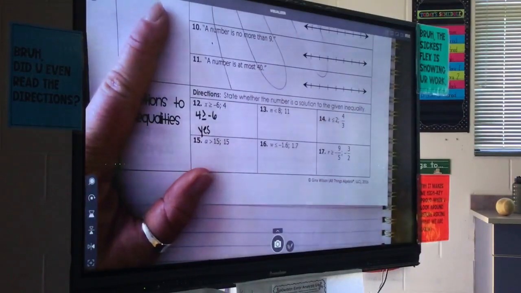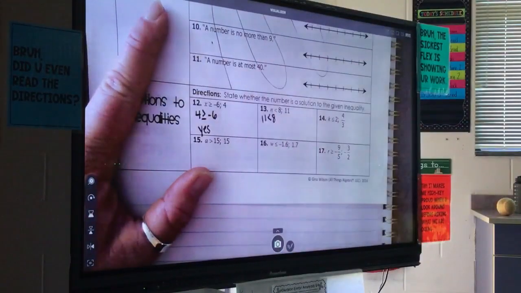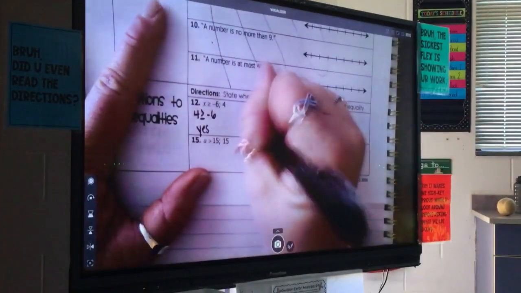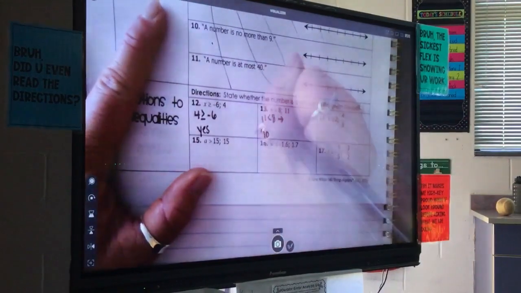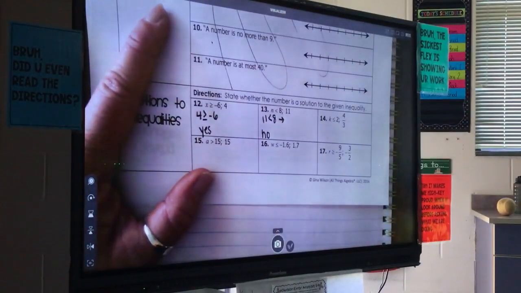Number 13, 11 is less than 8. Is that true? No. So I want you to rewrite this with a true statement. So what number would be less than 8? 7. Can we use the number 8? No. Raise your hand and tell me why I cannot use the number 8.